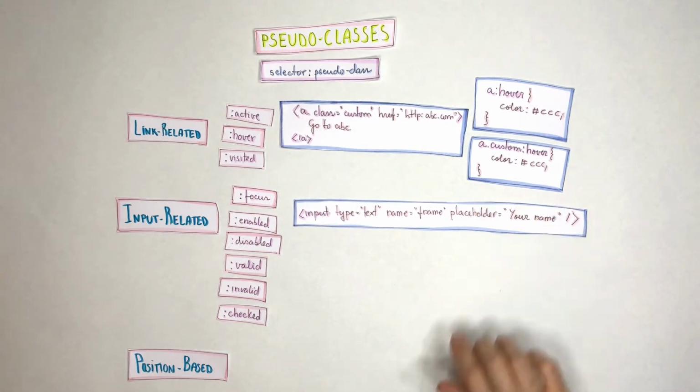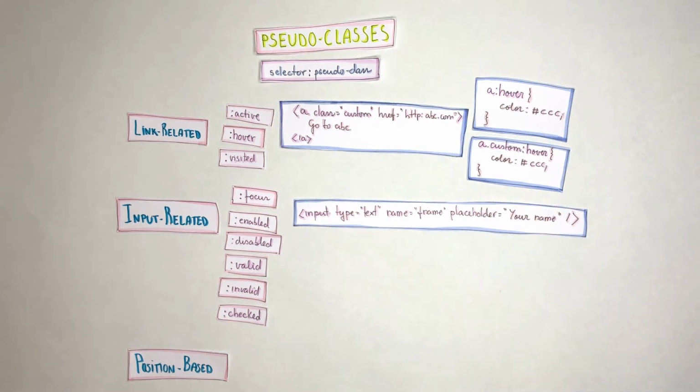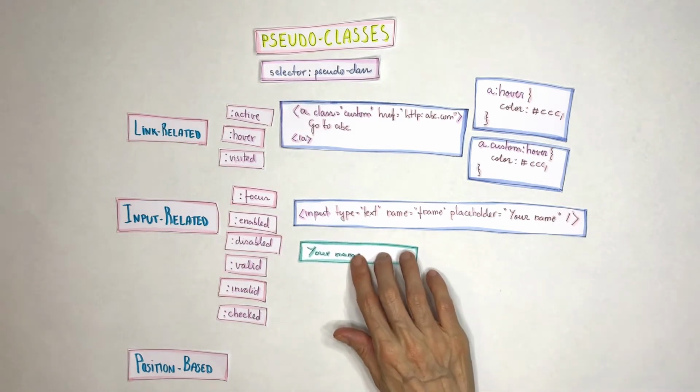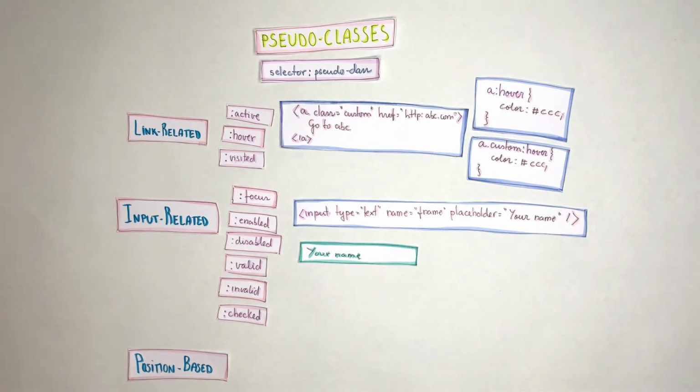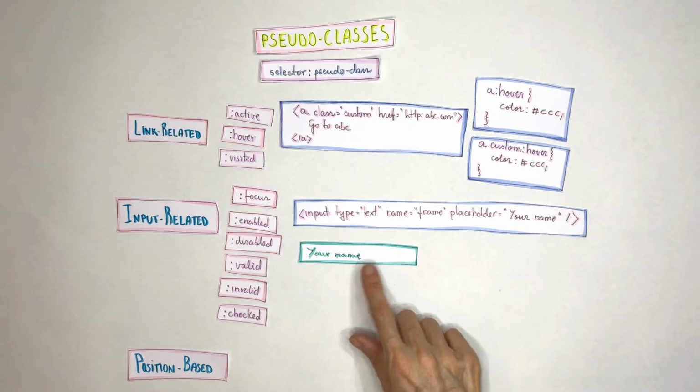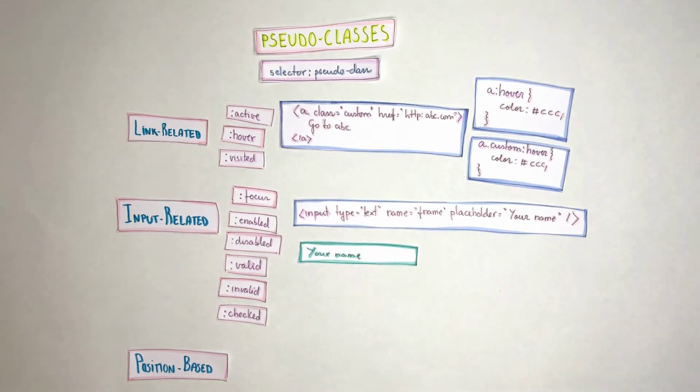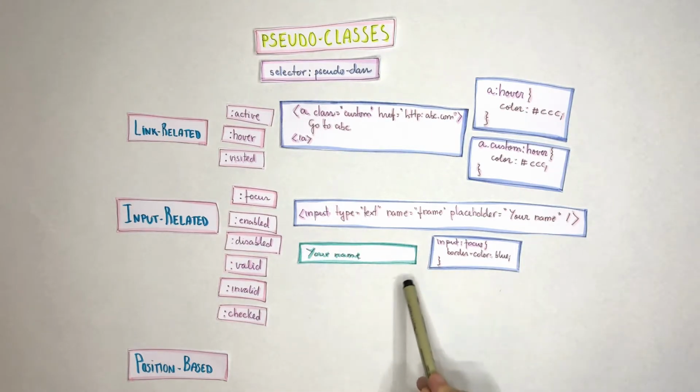This is the HTML code to create a text box, like the one you use in forms to enter, for example, your name. Text boxes and other types of boxes we use in forms are called input, so we use the input tag in order to create the input element. The input-related pseudo-classes allow us to modify the style of those input boxes depending on their state. So, for example, we can use the focus pseudo-class to modify the style of the text box when we select it to start typing. In that case, the border of the box when it has the focus is going to be blue.